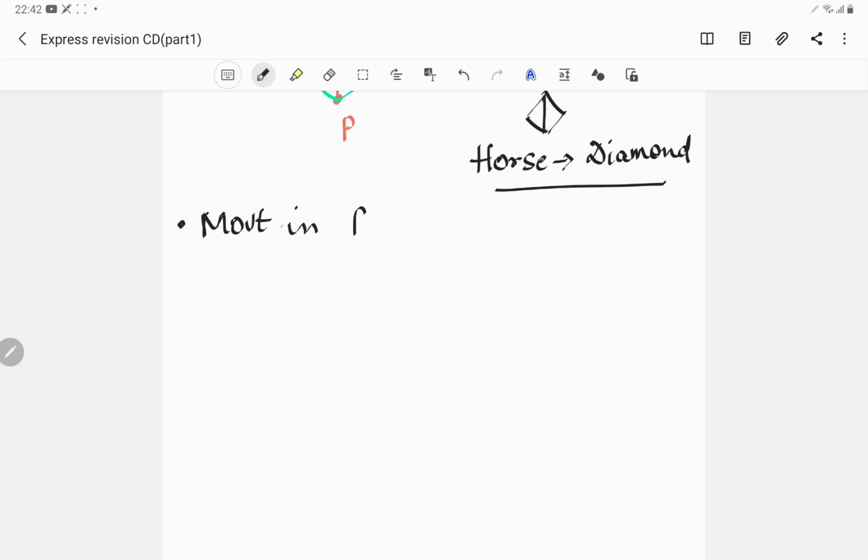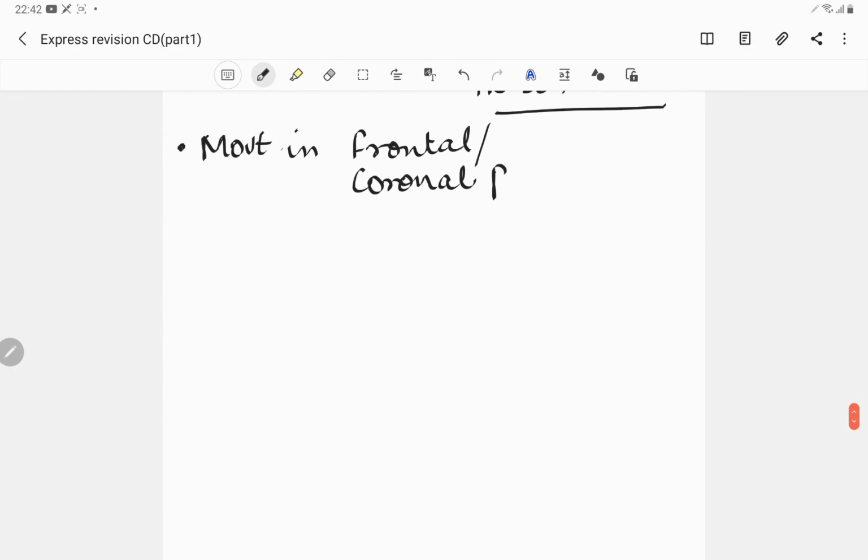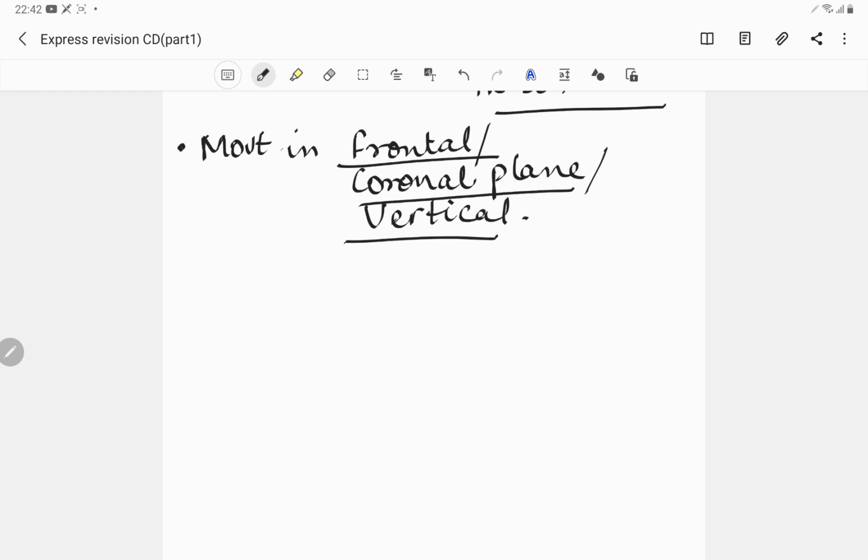Movement in the frontal plane, or we can say movement in the coronal plane. We are not talking about corona here. I know that everybody's head only corona is running. And then the vertical plane, right? So we are talking about when we are seeing from the frontal view. So imagine that you are seeing from the frontal view. That means you are going to place your hand and keep it in front of your face. So this is the frontal plane.